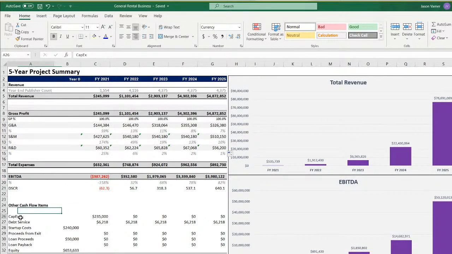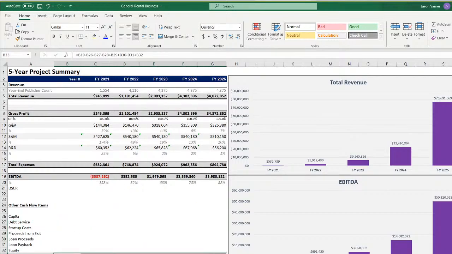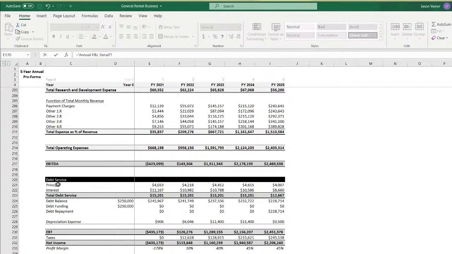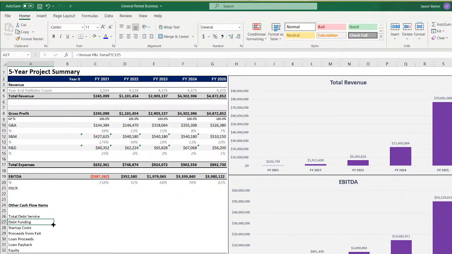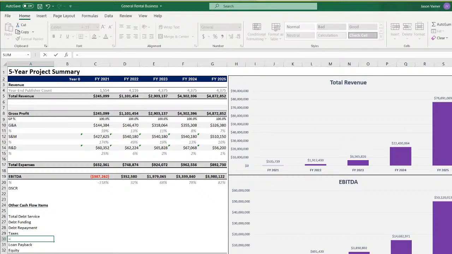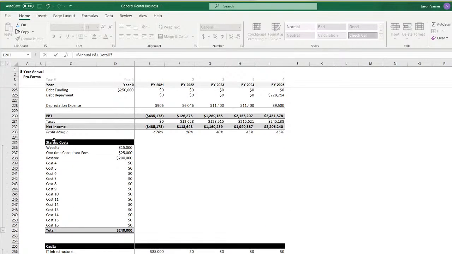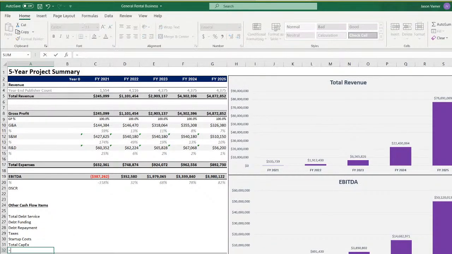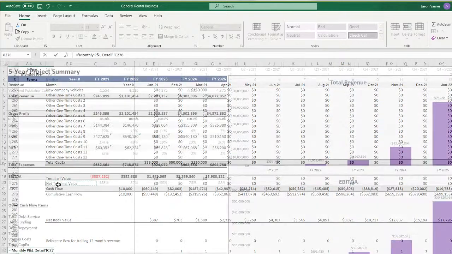Okay, so we've got EBITDA now, other cash flow items. I'm actually just going to clear this out and just redo this. So this and this will have to be redone as well. So we've got debt service, net funding and repayment. We've got, trying to think here, don't need depreciation, taxes. Startup costs. CapEx. Net terminal value.